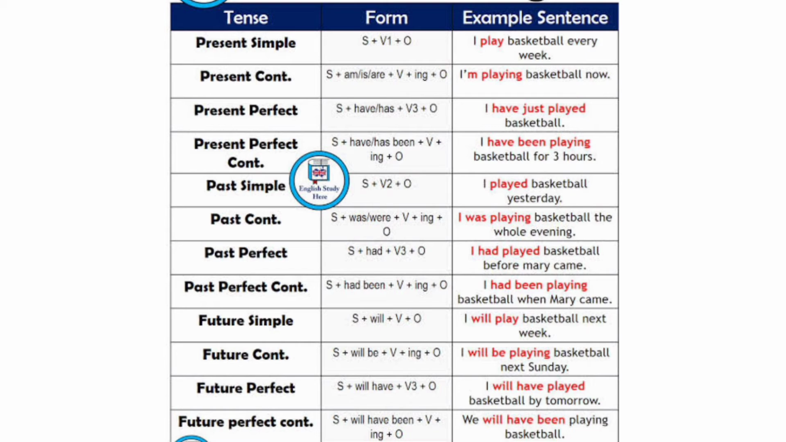And when we move to present continuous tense, the form of the sentence is subject plus am or is or are plus verb plus ing form plus object. That is, here we should use the ing form of the verb which we are using. Here the verb is play, and when it comes to present continuous tense, we should use: I am playing basketball now. That is, we have added ing to the verb.